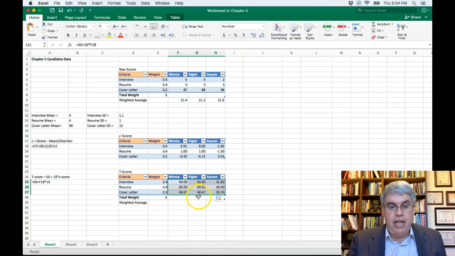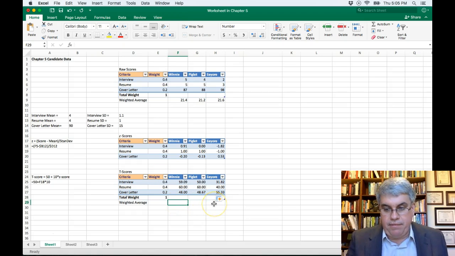and then I can drag this down and get them for everybody. And so I've got t-scores for everybody, and so you can see, like, on the interview it was 59, 50, and 31. In the resume it was 60, 60, and 40, and the cover letter is 48, 48, and 55. And so we can compare those scores really easily. Now the total weight here is 1, adding those all up, that's the subtotal of all of these. So we can calculate the weighted average.